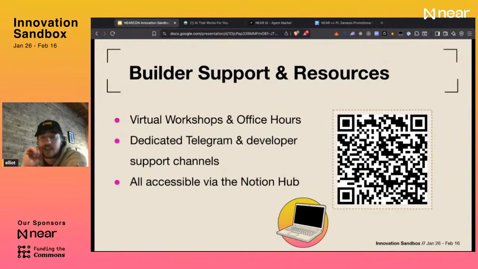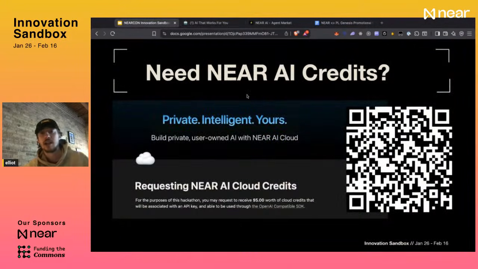If you need to find any of these details, including APIs, SDKs, or any of the resources for the workshops that we've had already, Gold Sky, Nova, PingPay, and the one that I did myself at the beginning, you can scan this QR code and you will be brought to a Notion hub. You can find all of these resources, as well as large explanations about the tracks themselves that should be really helpful. And if you need NEAR AI credits, you can scan this QR code, get a request in, and receive up to $5 worth of cloud credits as soon as possible.